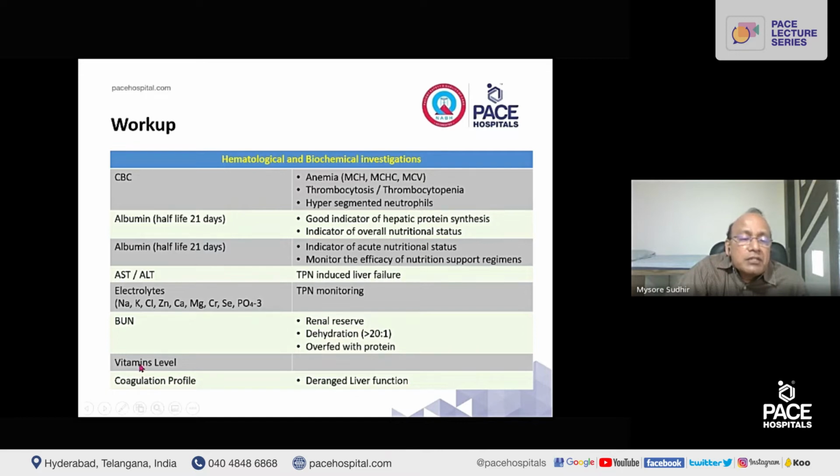Now, then comes the vitamin level estimation. All the vitamins will be reduced. The coagulation profile is abnormal because of the deranged liver function. And when I was going through it, I saw how the short bowel affects the kidney also, through different mechanisms.